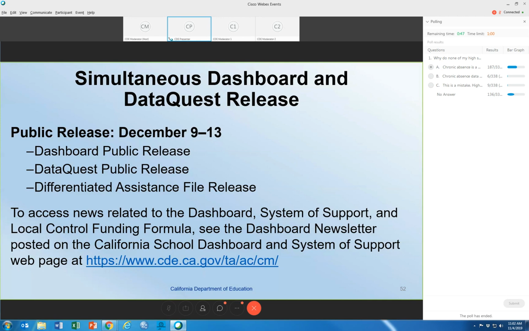To access news related to the dashboard and the system of support and the local control funding formula, you may have noticed that we released a dashboard newsletter, and that dashboard newsletter is posted at the web address that we have here. I would suggest going to that to get some additional information, and it does provide email addresses for all the offices and where you may have questions. So if you have questions on LCFF, there'll be a link to where you can send that email.